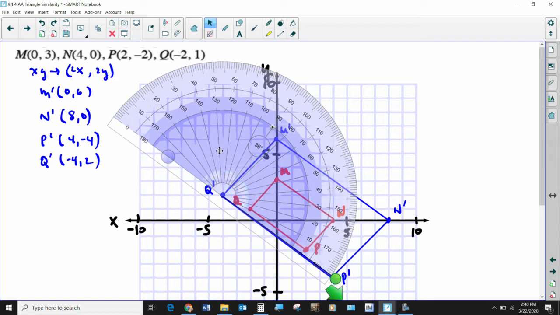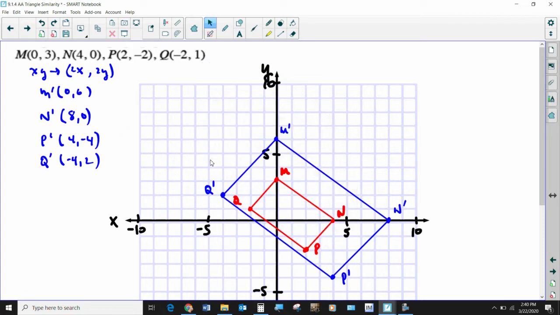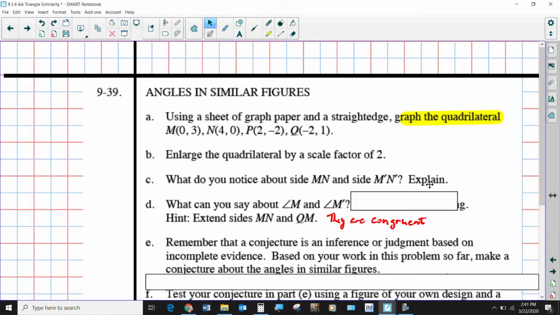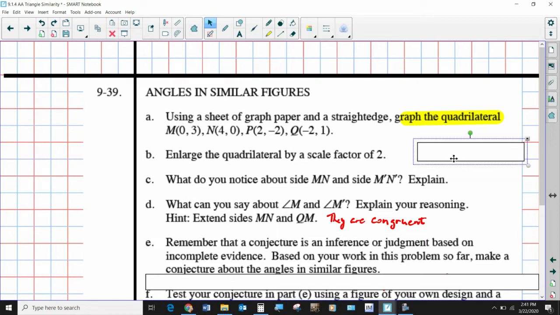So you can see, and we did learn this back in chapter 6, that when you dilate a figure, while the side lengths grow or shrink according to your scale factor, the corresponding angles will be exactly the same. If I move this guy around up to here, over to here, and down to there, it looks like the angles match up perfectly. So this is a key concept for us to understand. What could you say about angle M and the image of angle M? Well, they are congruent to each other.